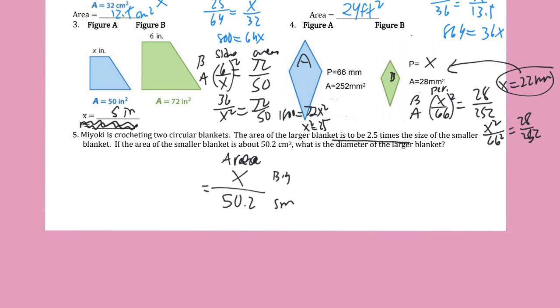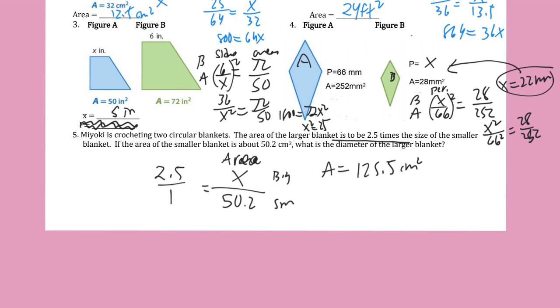So we technically just say we know the left side and we don't have to square anything, because we know that the ratio is 2.5 to 1. We know that they're related like that. And so the big over the small is 2.5 to 1. If you cross multiply to solve this, you're going to get the value for x, or the area of the big is going to equal 125.5 centimeters squared.